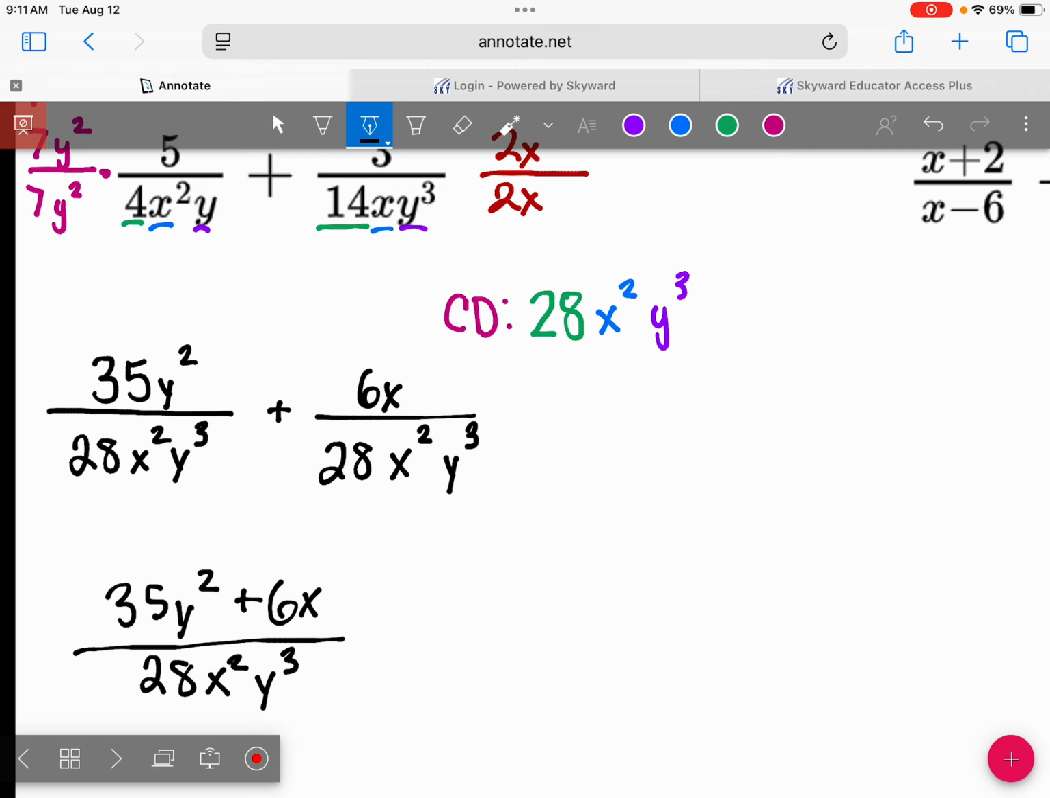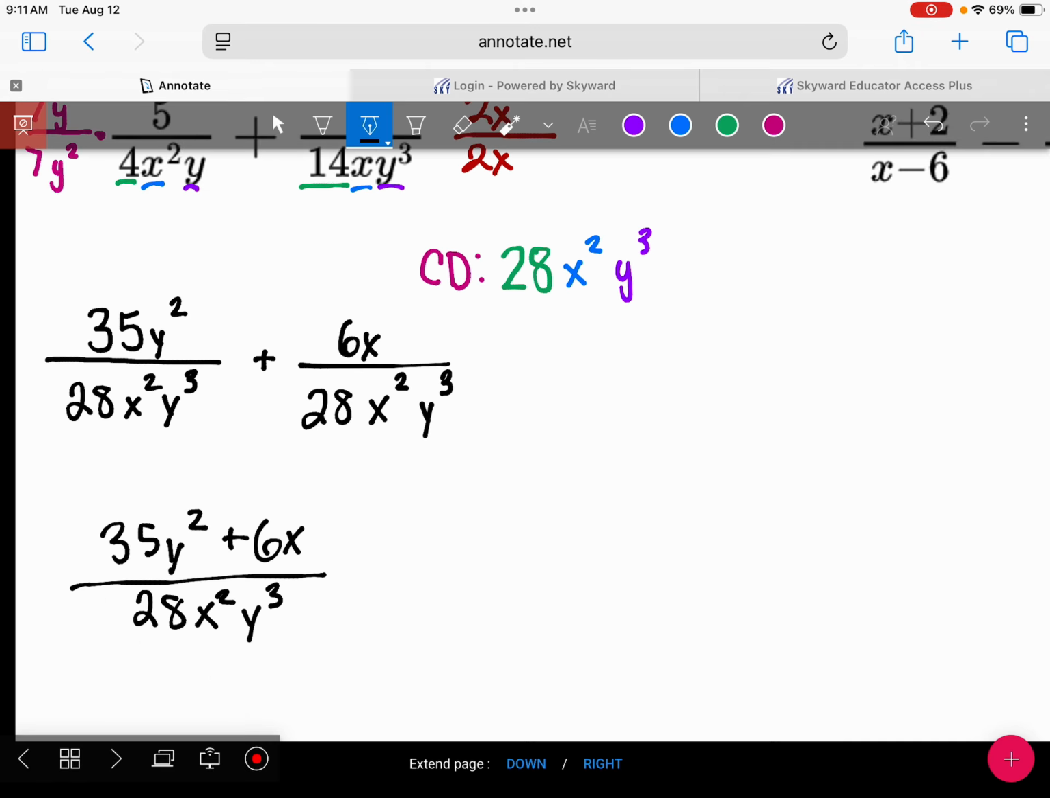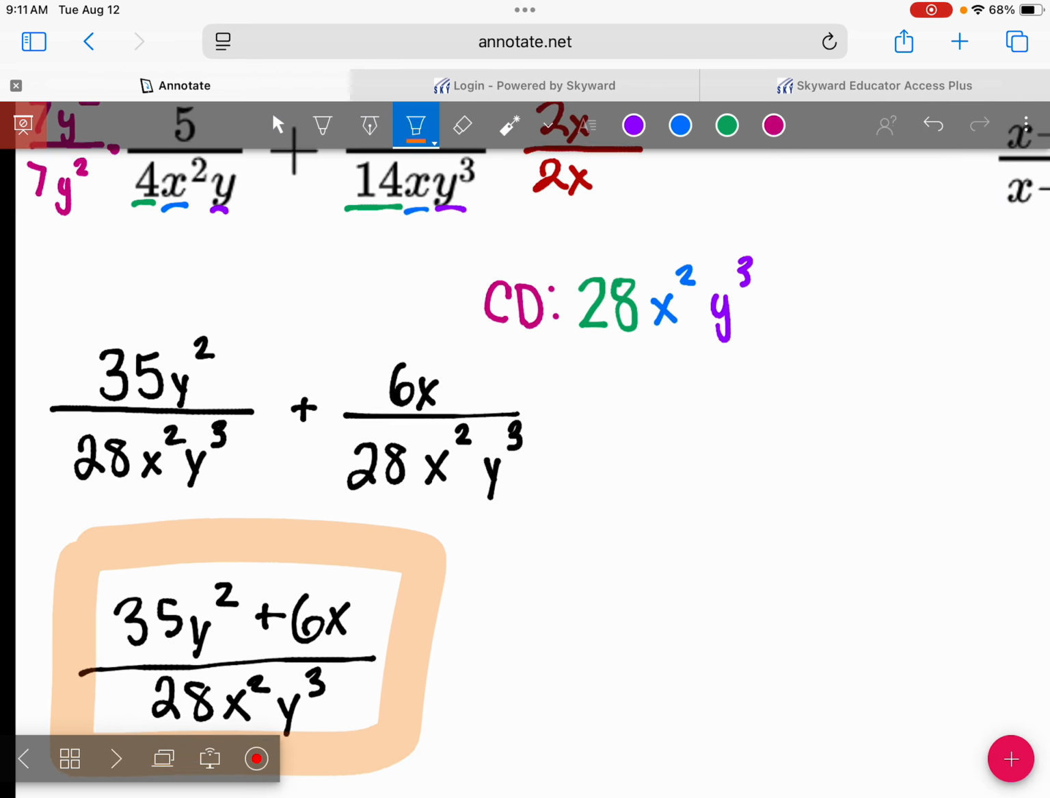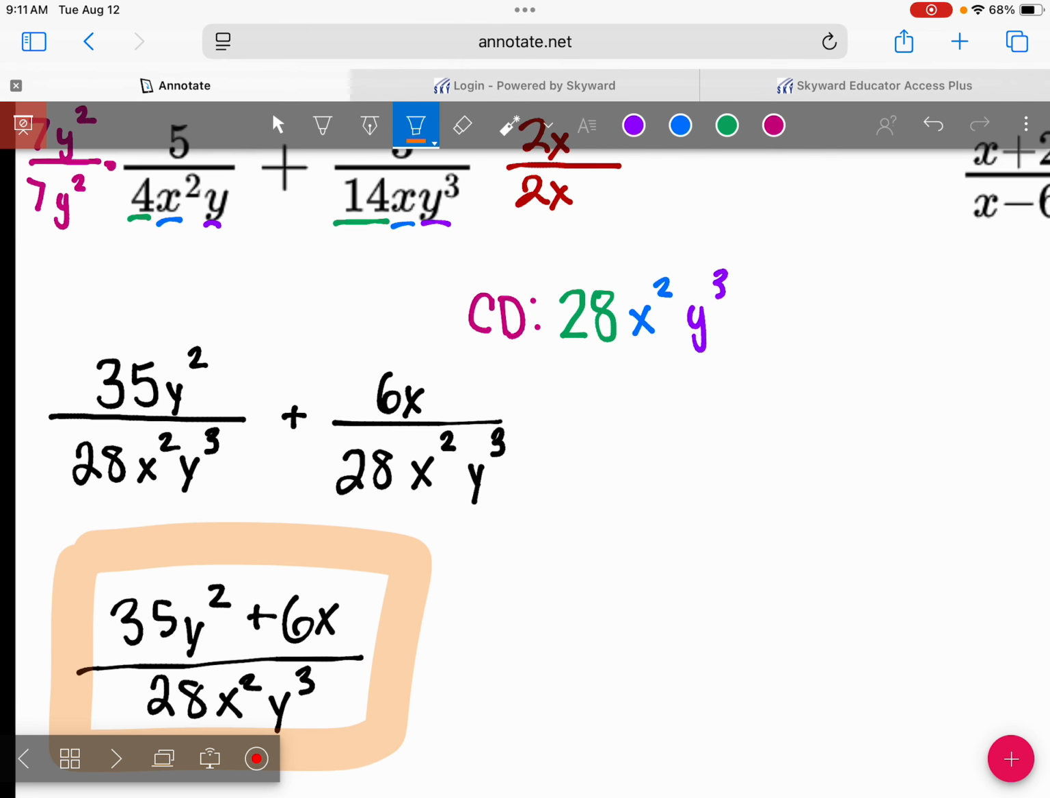Is there anything I can factor out of both of them? Could we simplify it at all? Think about if 35 and 6 have any common factors. No. So this is our answer. I'm trying to make it so you can see the whole thing. There we go. That's our answer on this.